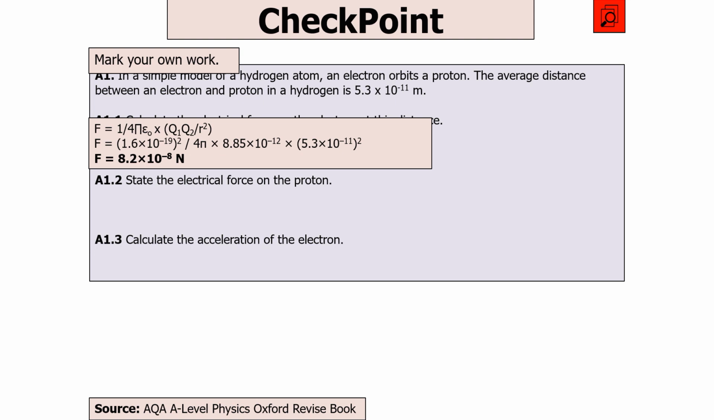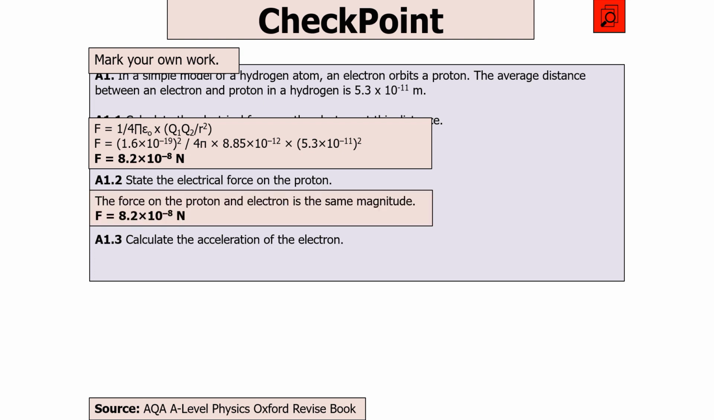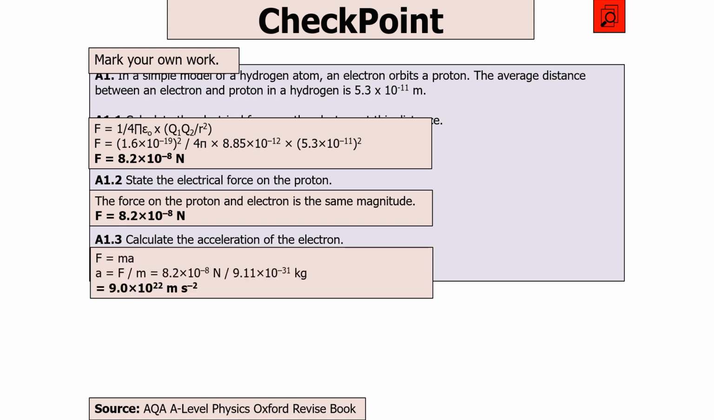Now this question is very interesting because it probes your understanding of what you're working out. In Coulomb's law, you're working out the force on both of the charged objects. So both the electron and the proton have this 8.2 times 10 to the minus 8 newtons of force acting upon it. Then finally, we know the acceleration is F equals ma.